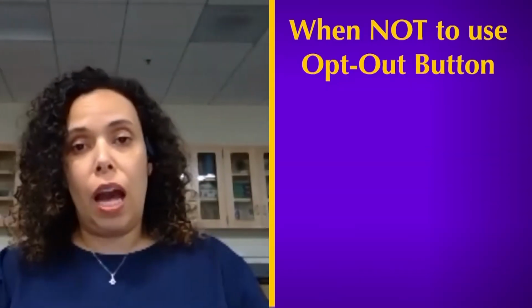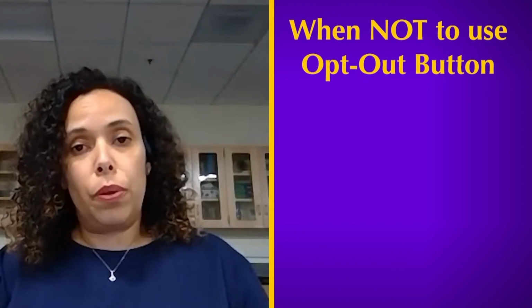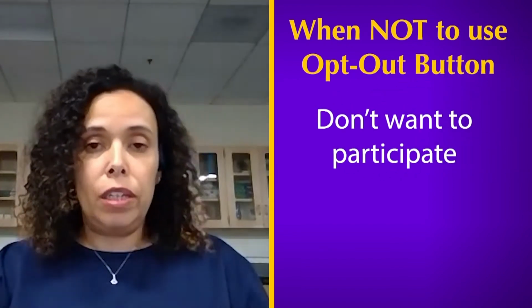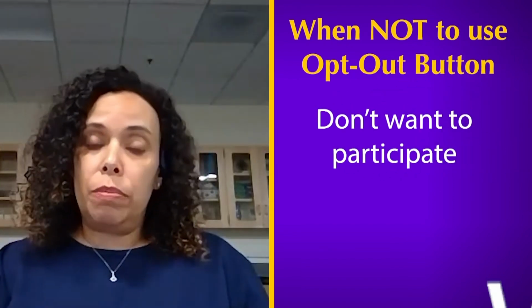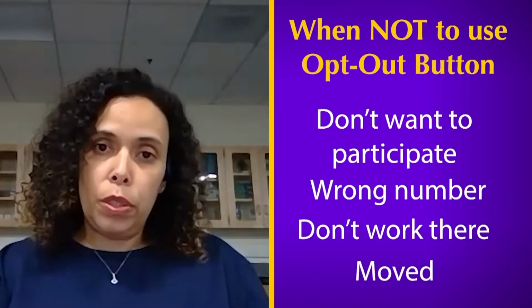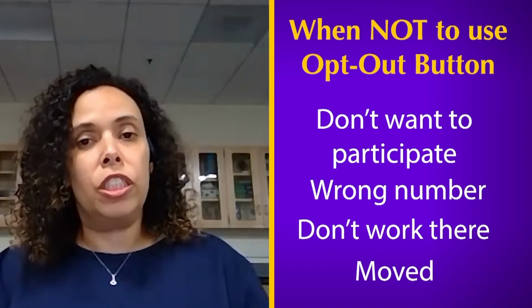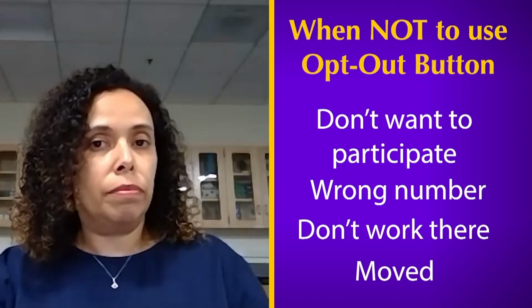You should not use the opt-out button if it's not clear the person wants to opt out. For example, if they say, "I don't want to participate or join," or that we simply have the wrong number, or "I don't work for that place of employment," or "I moved," these are not clear enough indications that the person wants to opt out. So we should avoid opting them out just yet.